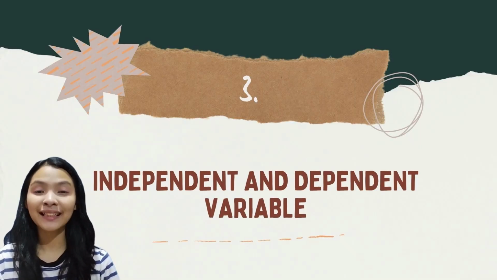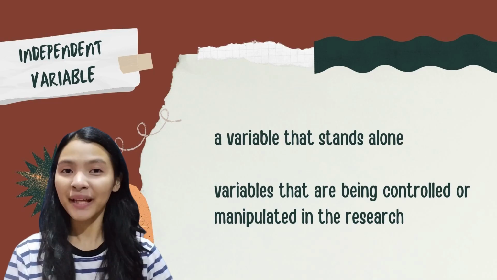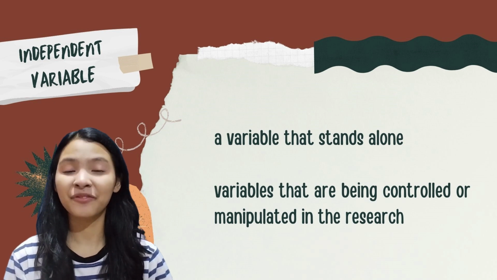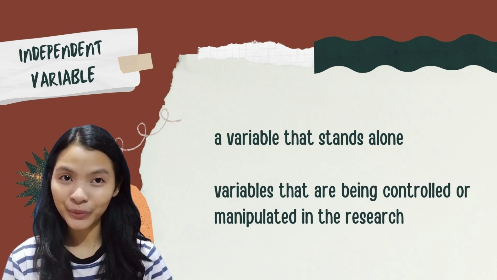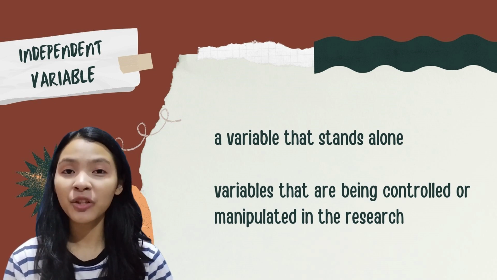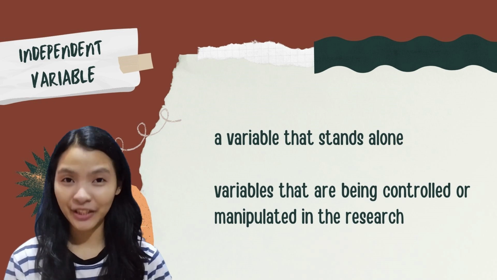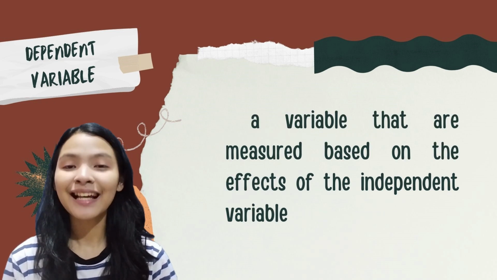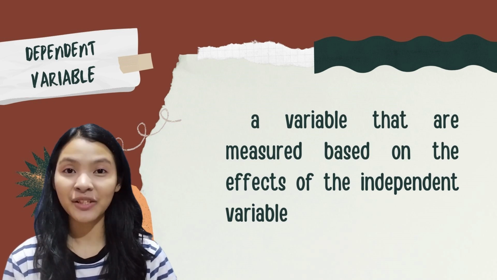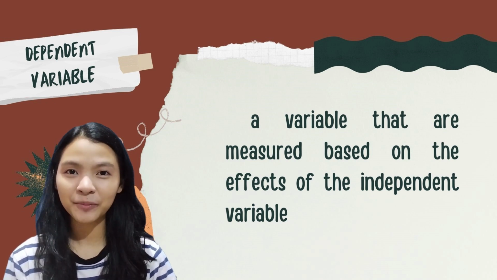Next are the dependent and independent variable, which are always being talked about in researches. The independent variable, from the name itself, is the variable that stands alone. They are variables that are being controlled or manipulated in the research. On the other hand, dependent variable is the one that are measured based on the effects of the independent variables.